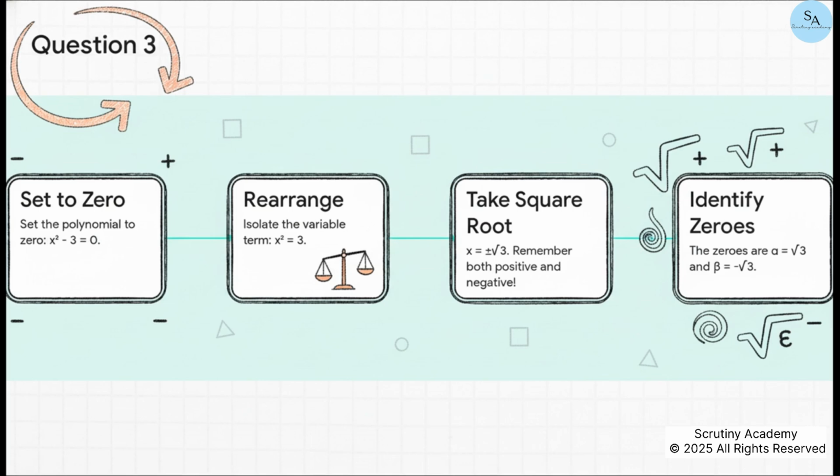Set it to 0, so x squared minus 3 equals 0. Move the 3 over, so x squared equals 3. Now to get x, we just take the square root of both sides. But, and you have to remember this, when you take the square root, you need both the positive and the negative answer. So our zeros are the positive square root of 3 and the negative square root of 3.